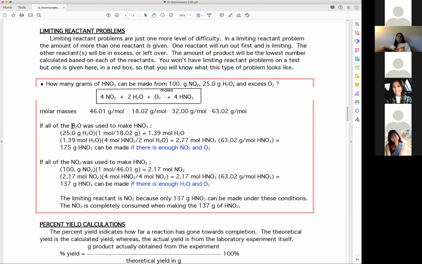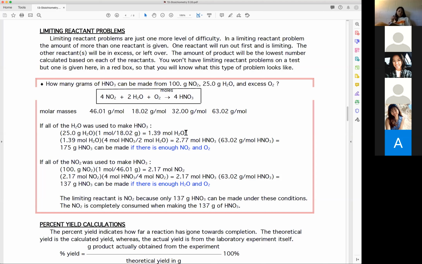What if I used up all of the water? So I got 25 grams of water. I convert into moles of water, and from moles of water into moles of nitric acid, and then back into grams of nitric acid. So I got 1.39 moles of water, gives me 2.77 moles of nitric acid, which then gives me 175 grams of nitric acid. So what that means is, if I use up all 25 grams of the water, and there's enough of everything else I need, I can make 175 grams of nitric acid.